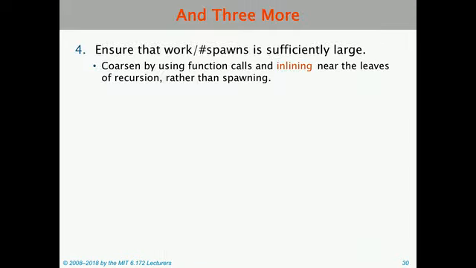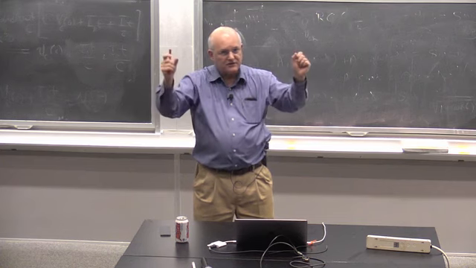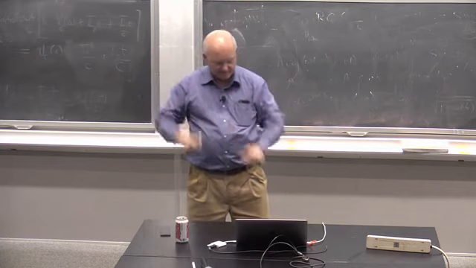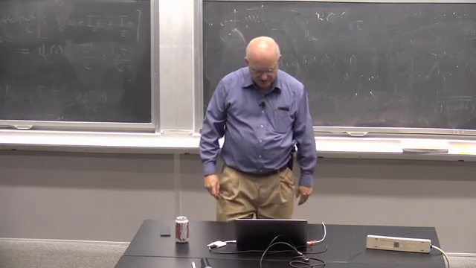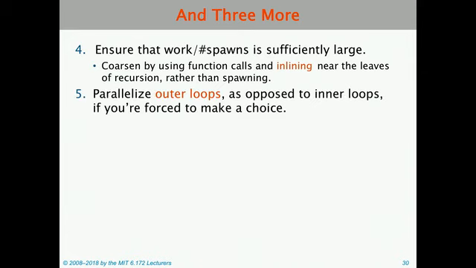Generally, you should make sure that the amount of work you're doing per spawn is sufficiently large. The spawns say how much you're busting your work into in terms of chunks. Because the spawn has an overhead, the question is how big is that? You can coarsen by using function calls and inlining near the leaves. Generally it's better to parallelize outer loops as opposed to inner loops if you're forced to make a choice, because with inner loops you're incurring the overhead every single time. With outer loops, you can amortize it against the work that's going on inside that doesn't have the overhead.